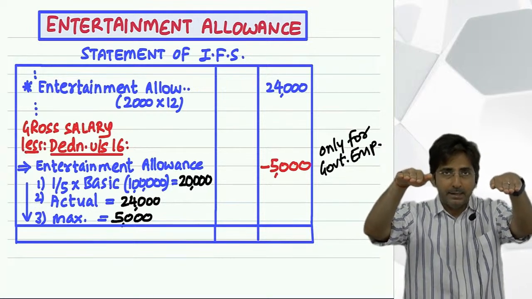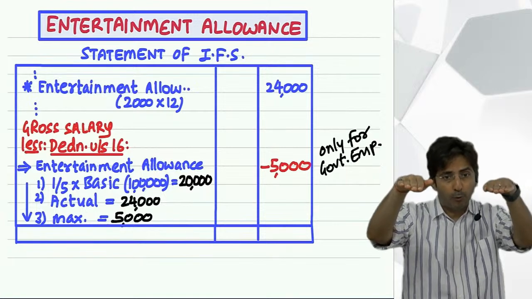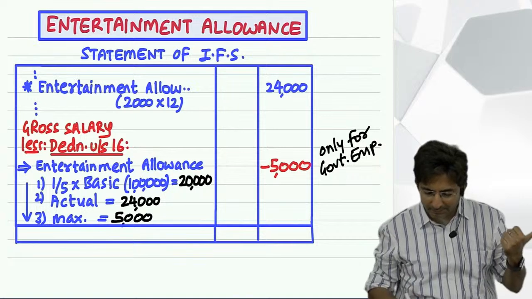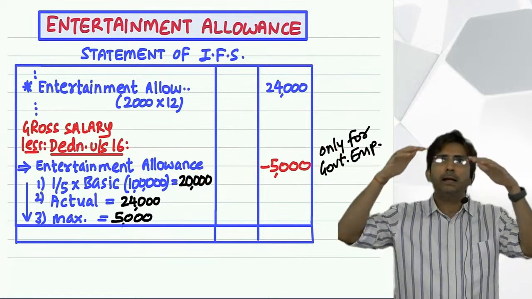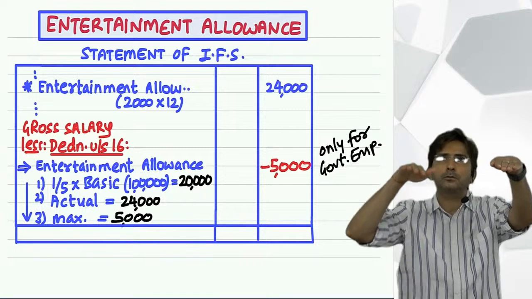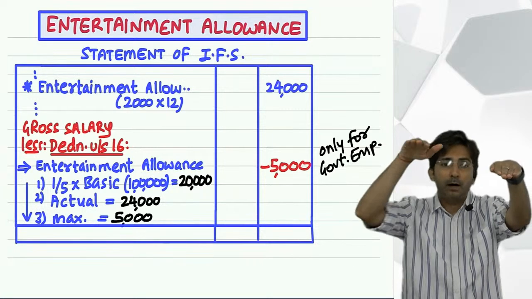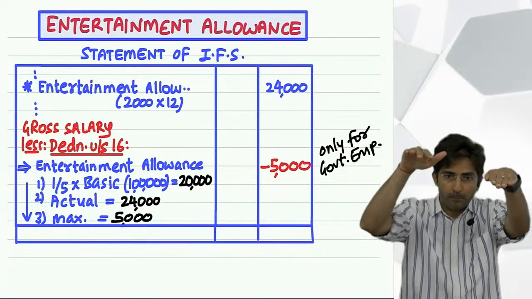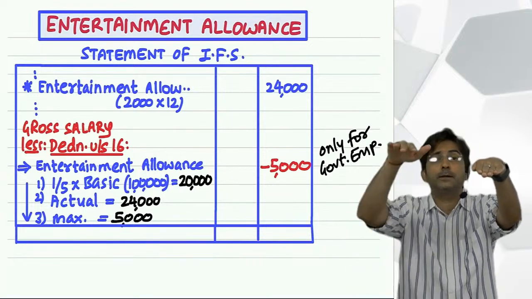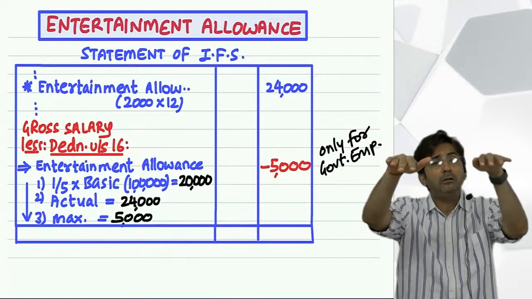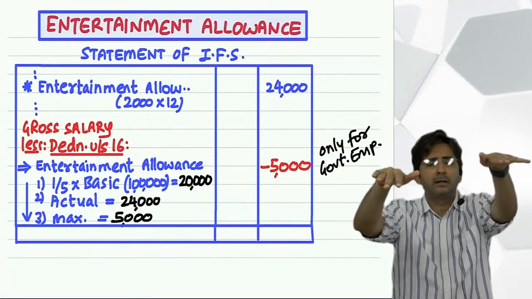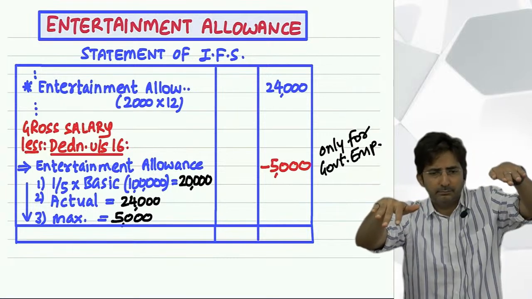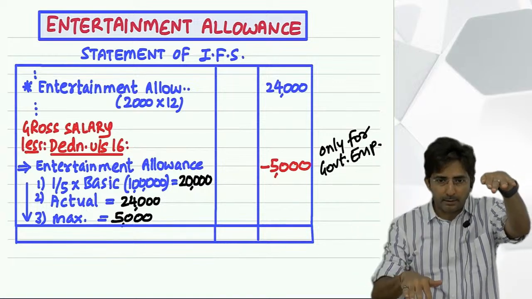Remember this scene. If he is a non-government employee, only up. Nothing will come down. Down means here. For a government employee, up also, down also. Up you will write the actual amount, down you will write the formula. But if he is a non-government employee, only write it up in the statement's outer column, and at the bottom of the statement, nothing will come. Only one tick. But for a government employee, tick and tick. Okay.